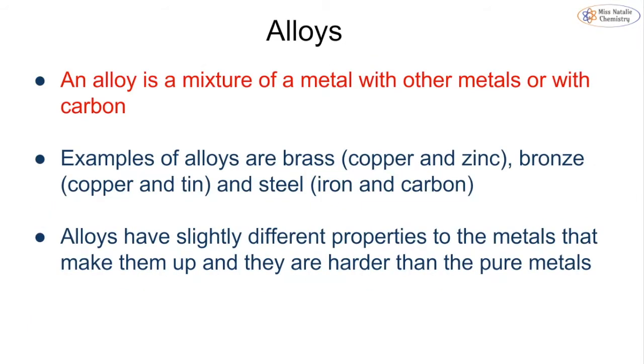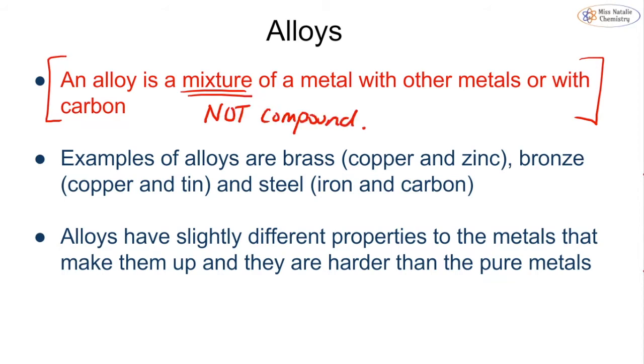If we shift our focus slightly away from extraction and look at the uses of metals, we're going to introduce alloys. So an alloy is a mixture of a metal with another metal or with carbon. So we've got two metals mixing together, and we can then refer to these as alloys. Please be aware that it is not a compound, it is a mixture.